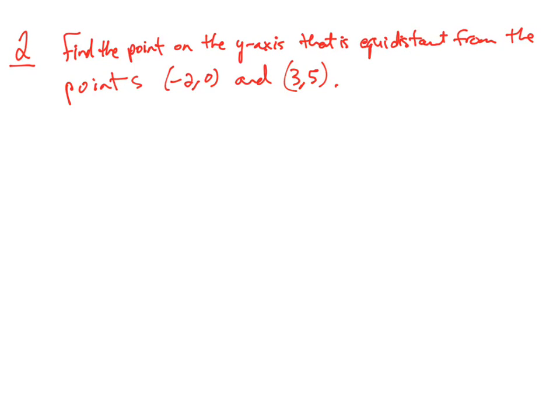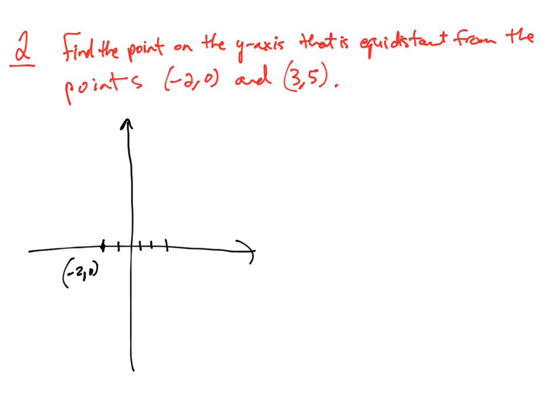Alright, in this short video I'm going to go over a few of the questions from the week 3 discussion. The first one is number 2: find the point on the y-axis that is equidistant from the points negative 2, 0, and 3, 5. So let's get a visual here. Negative 2, 0 would be something like here, and 3, 5 something like here.